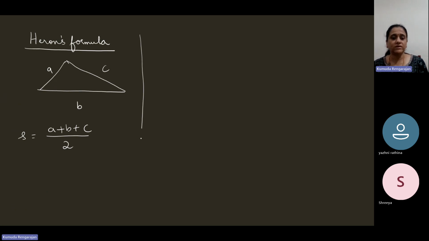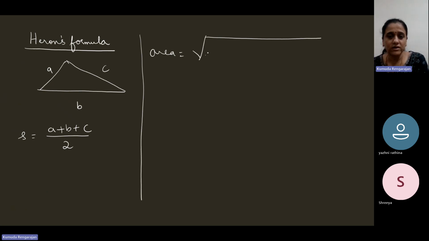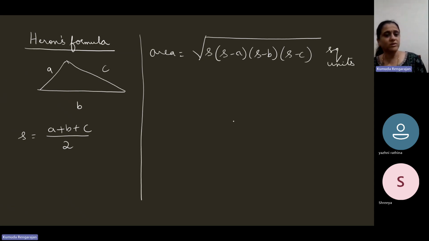Now the formula to find the area of the triangle by Heron's formula is given by square root of S into S minus A into S minus B into S minus C square units. Those who have not learned it in school, just make a note of this. The name of the chapter is Heron's formula. Draw this triangle, name the sides A, B, and C.